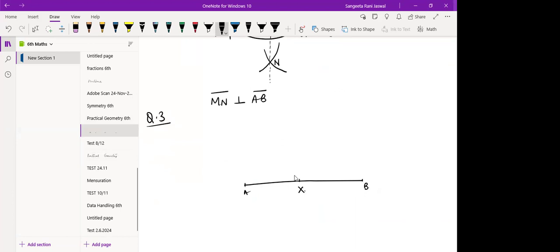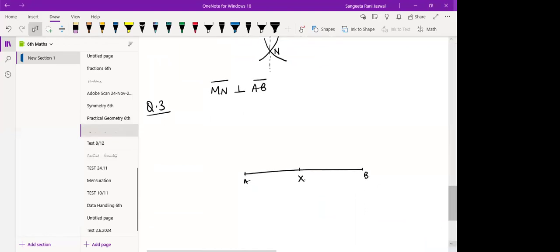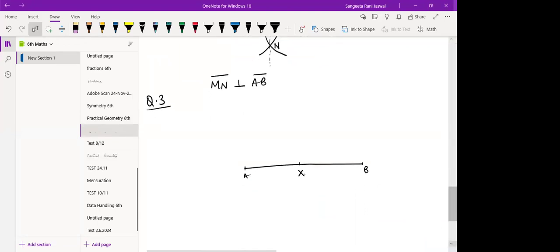Mark a point X on it. Yes, ma'am, but they told us to do a line L. Never mind, we are taking a line segment. You can extend this line like this, call it L. We have taken a line segment AB out of it. Now take a point X on it. Now we have to make a perpendicular on it.